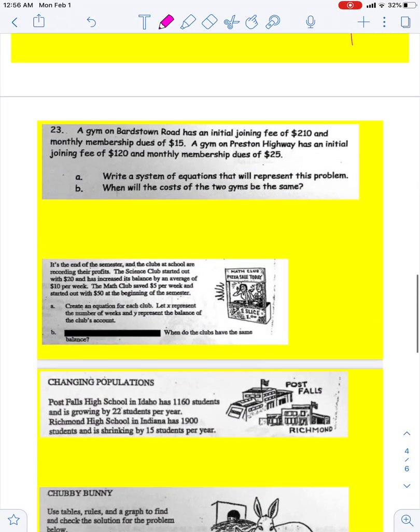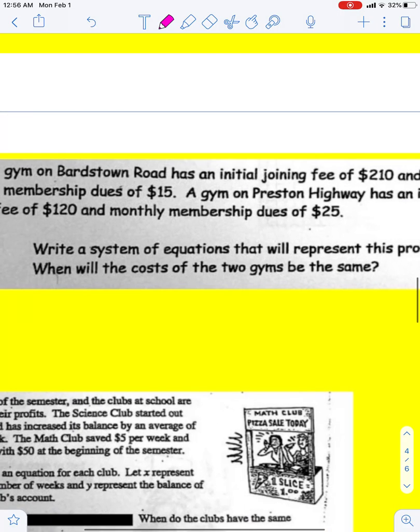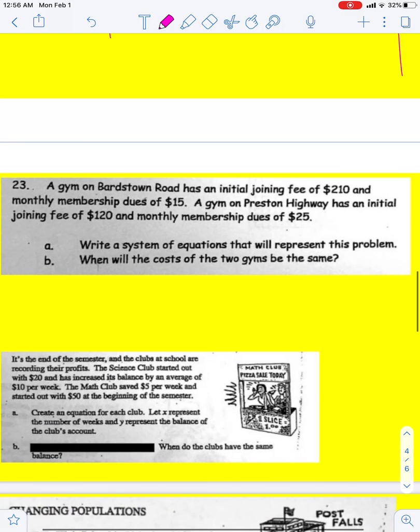So now we're going to do 4 word problems. So here it says a gym on Bardstown Road has an initial joining fee of $210 and a monthly membership due of $15. So I'm going to go ahead and say that y is going to equal cost and m will equal months.